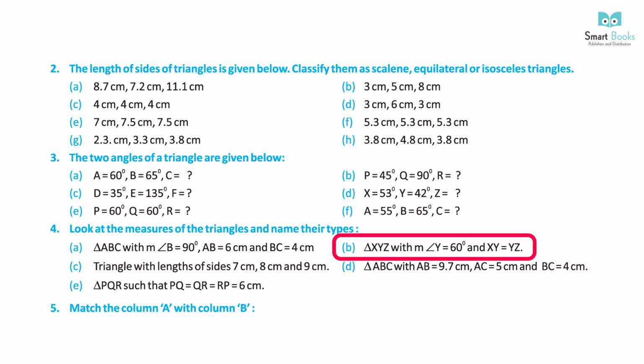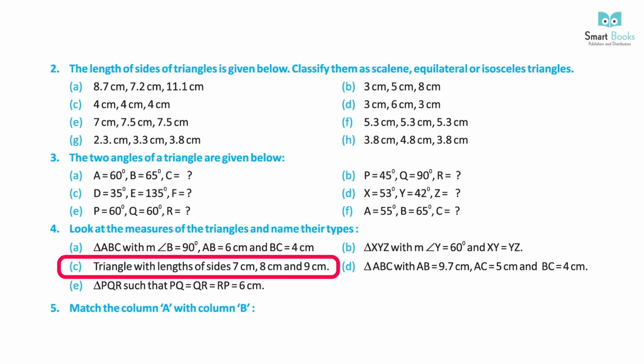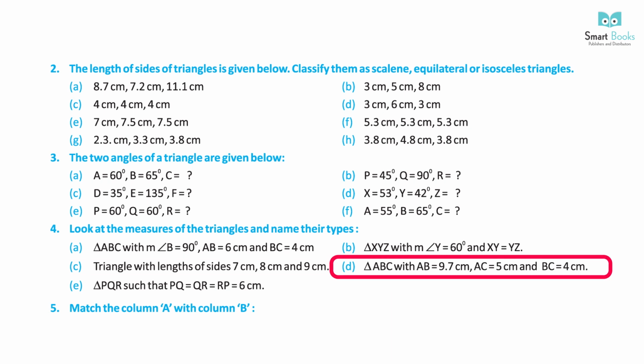B. Triangle XYZ with angle Y equals 60 degree and XY equals YZ. Solution. Isosceles acute angle triangle. C. Triangle with length of side 7 cm, 8 cm and 9 cm. Solution. Scalene triangle. D. Triangle ABC with AB equals 9.7 cm, AC equals 5 cm and BC equals 4 cm. Solution. Scalene triangle.